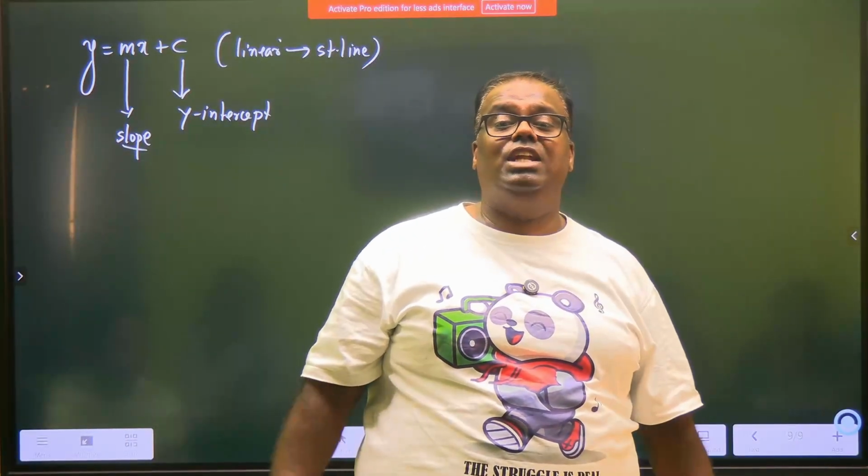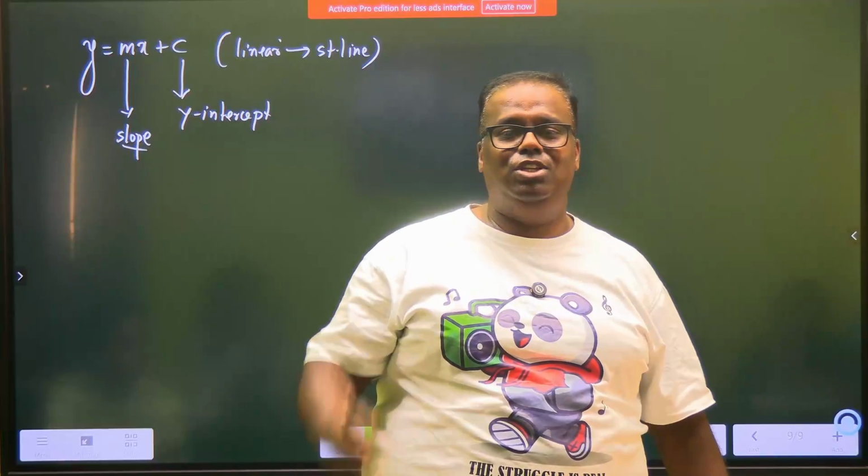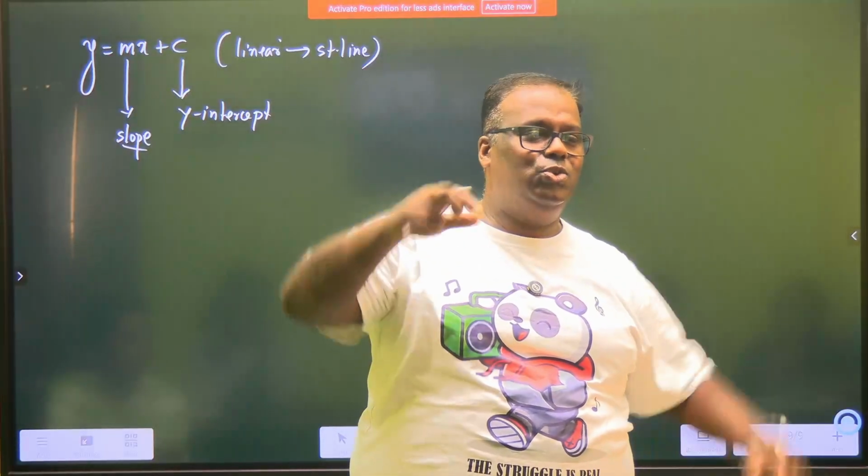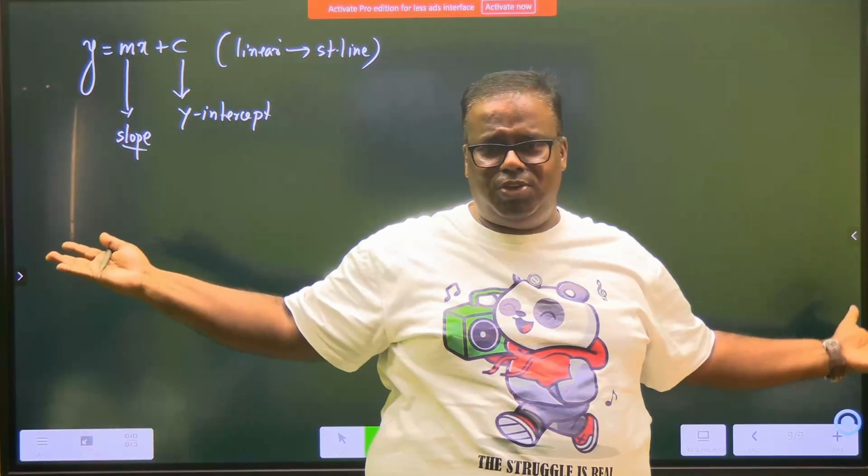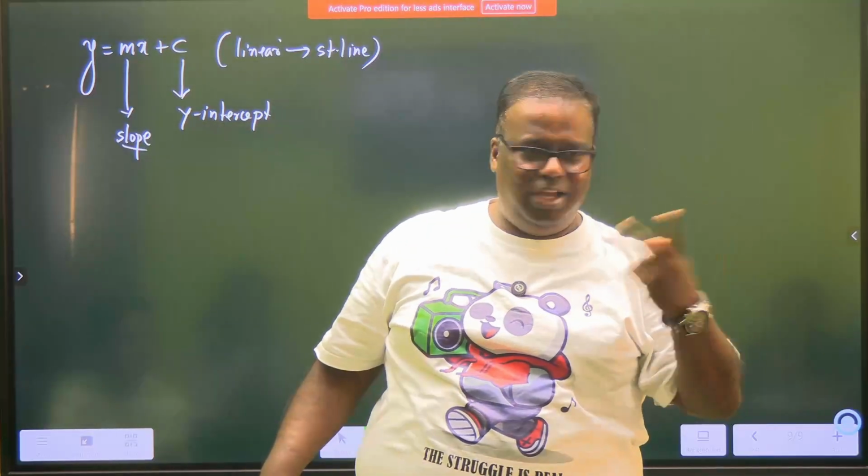To draw a straight line, how many minimum points do we need? 2 points. In your school, they will say you have to take 5 points. Why do you need 5 points? You need only 2 points, and you should be able to draw.